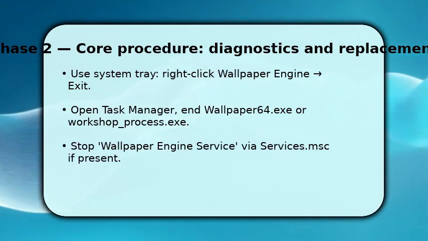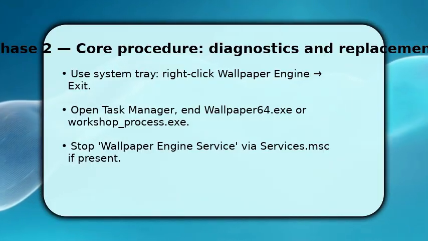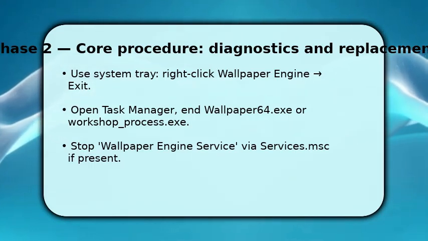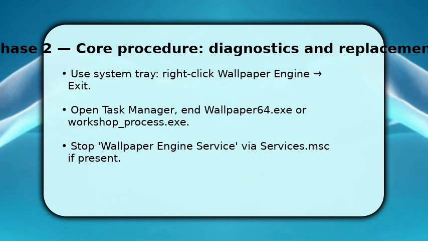For persistent background services, press Win+R, run services.msc, locate the Wallpaper Engine service and stop it. Doing both ensures no orphan processes. Finish by confirming no Wallpaper Engine processes are active in Task Manager. This guarantees it's fully stopped.